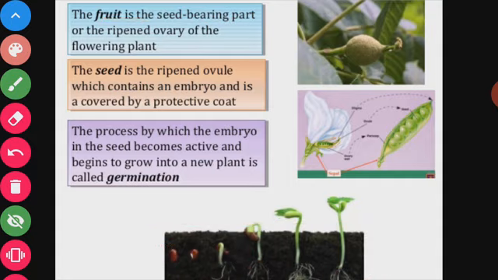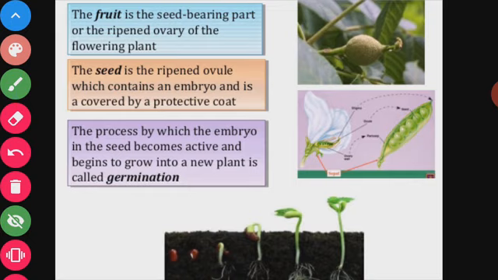Now, the next topic in your text is functions of fruits. What are the functions of fruits? Fruits provide protection to the seeds inside. That is the first function of the fruits. Second, fruit is a storehouse of food, especially the fleshy fruits. Third, fruits help in the dispersal of seeds.